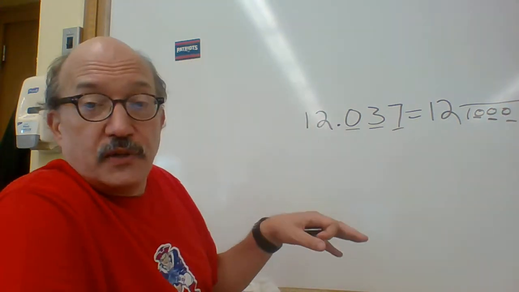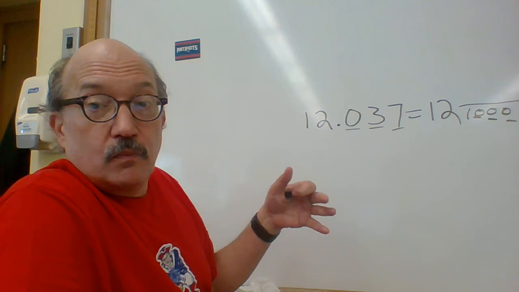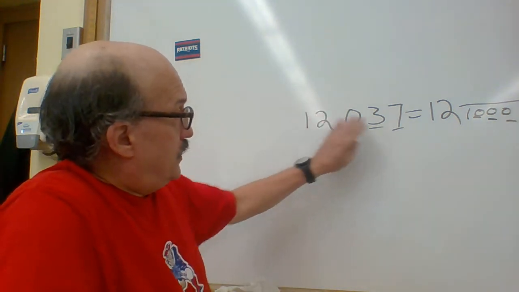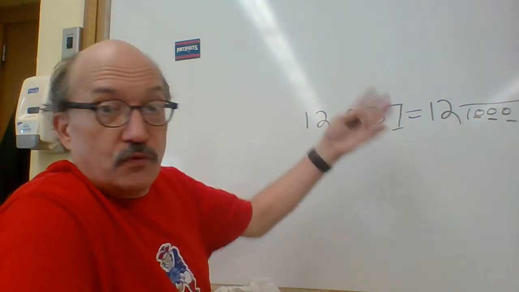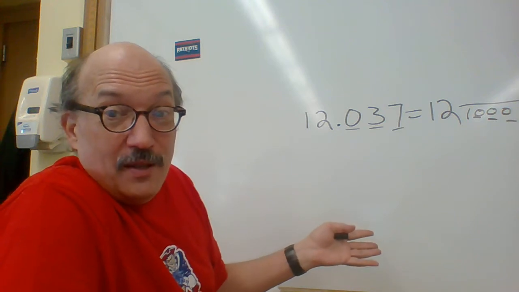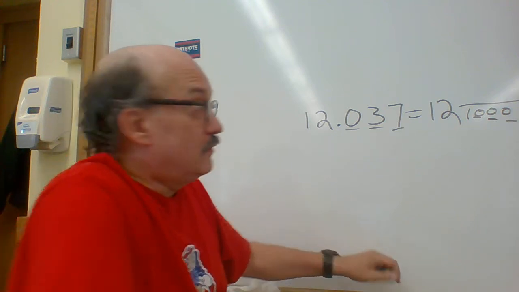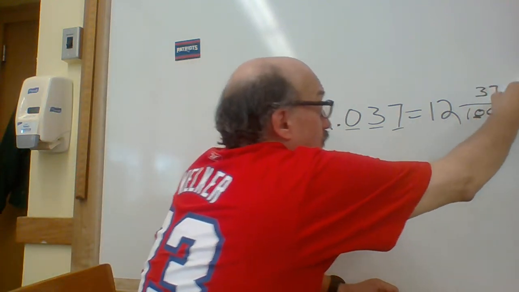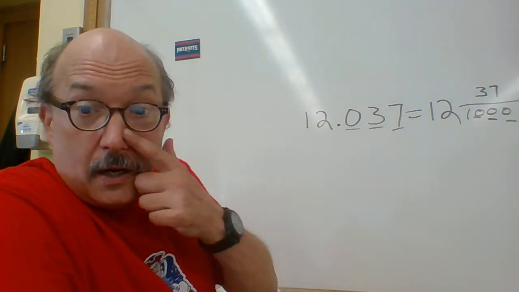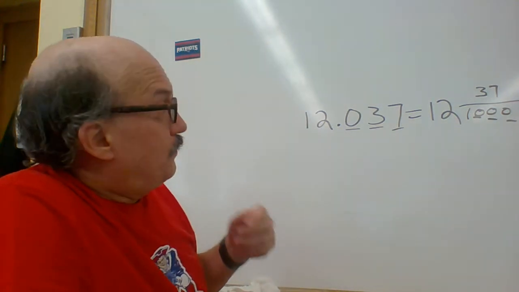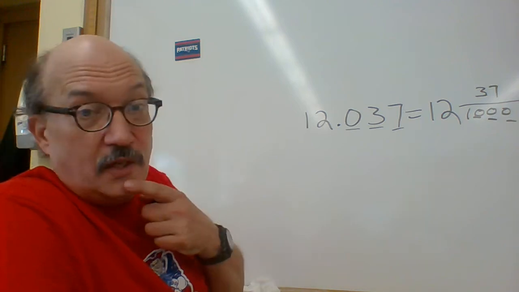The numerator, once again, the digits here, 0, 3, 7. If we write that as a whole number, it's 37. And you don't need that 0 in front. Probably wise not to put it there because you could confuse people. All right, so this is 12 and 37 thousandths.